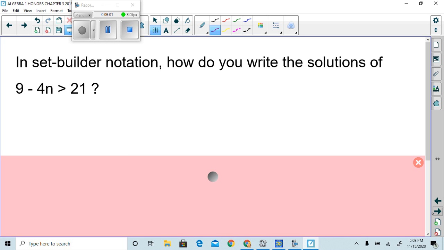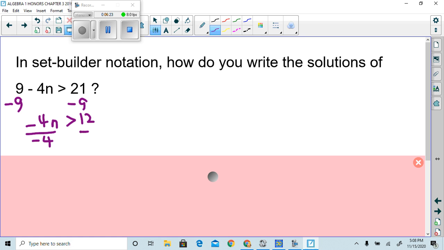Let's try one more of these. Again, take this inequality, solve it, and then let's write the solution in set builder notation. This time, there's no multiple choice. Let's go ahead and subtract 9, leaving me with -4n is greater than 12.